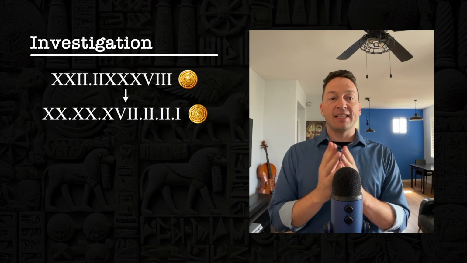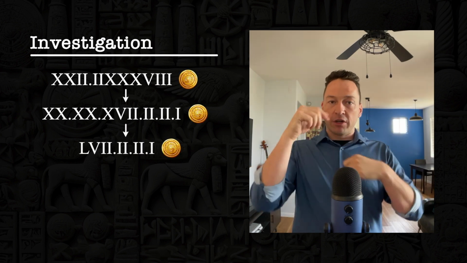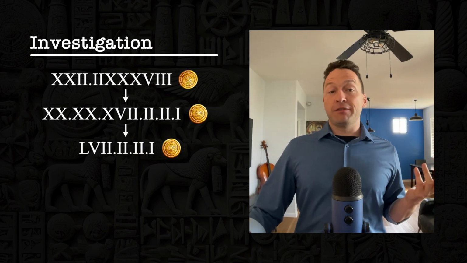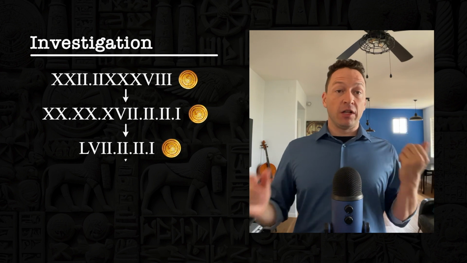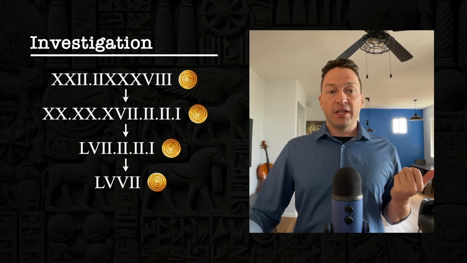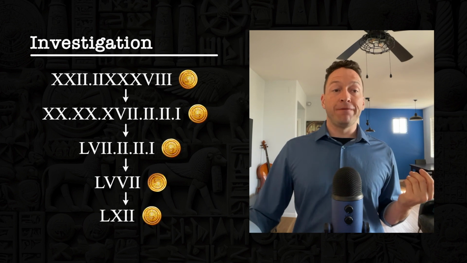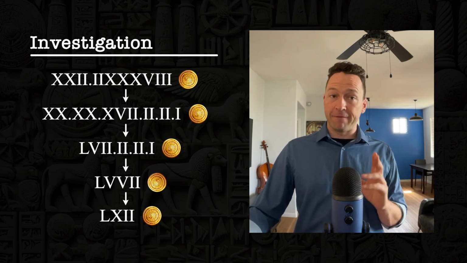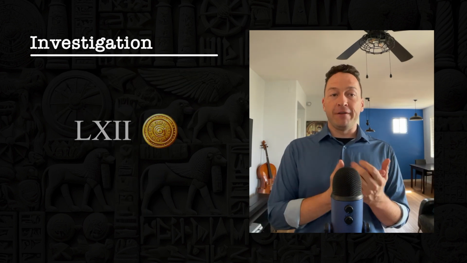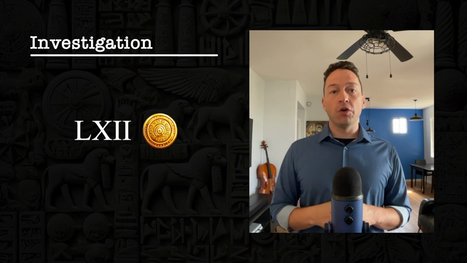Then he's going to condense them. 5 X's are going to turn into an L. He notices he actually has 5 1s, so he's going to condense all of those into a V. Next, he notices that he has 2 V's. He's going to condense that into an X. Finally, Rom is able to see very quickly that he has 50, 10, and 2 coins.